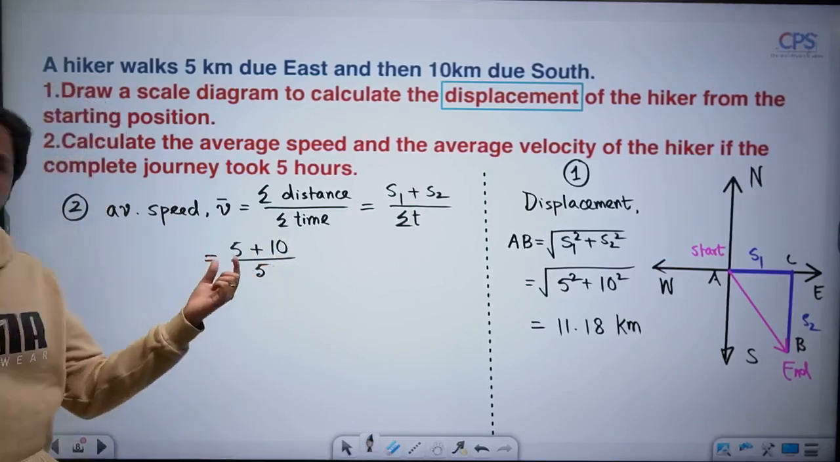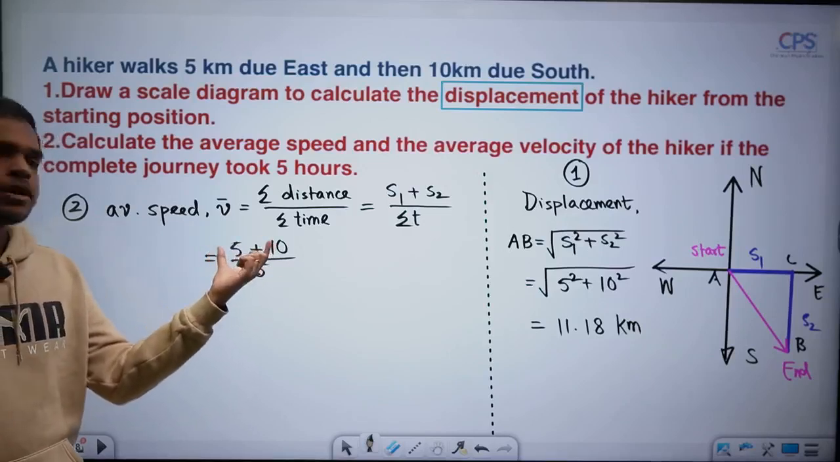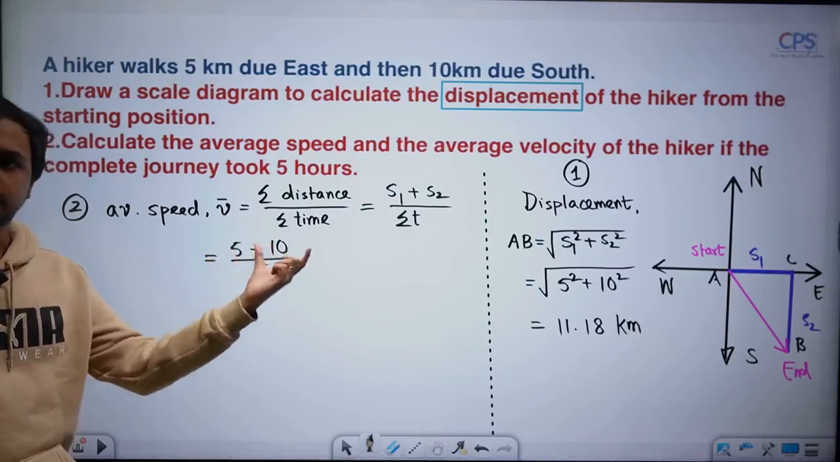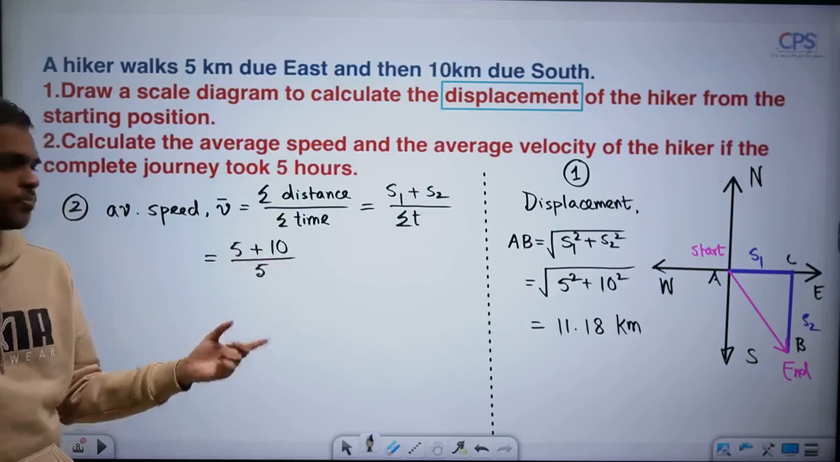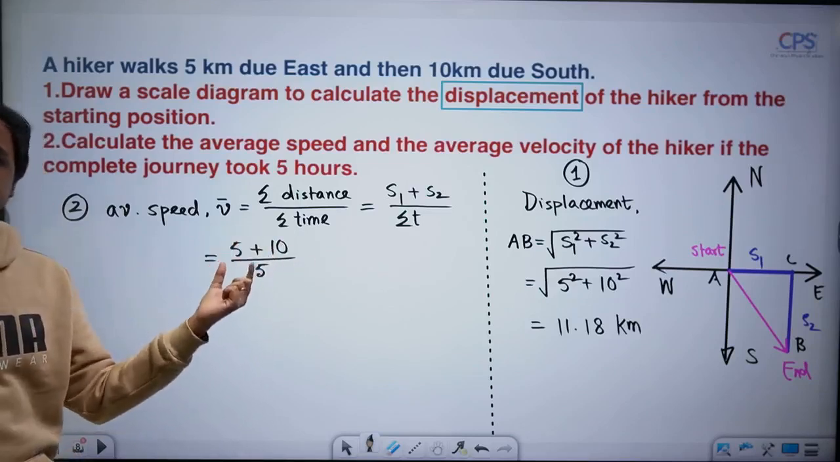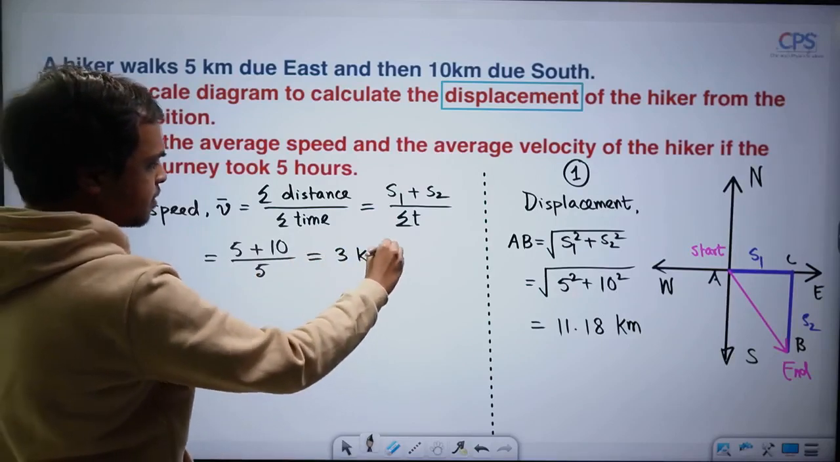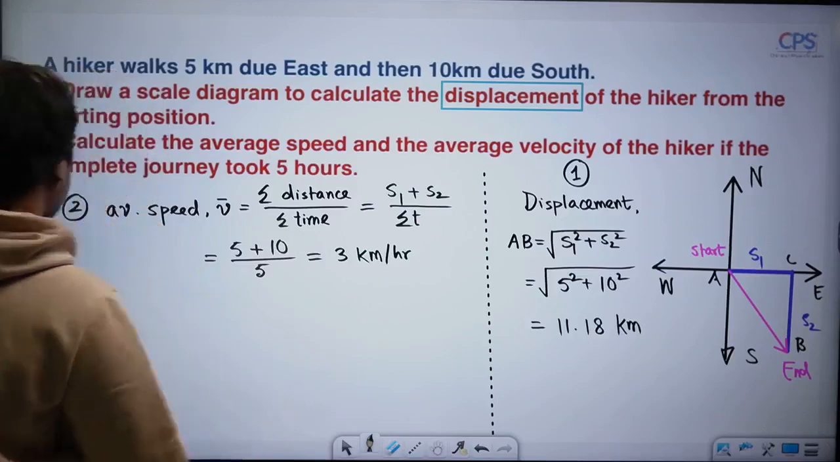You have to be careful about the unit here. This is kilometers and this is hours, so the unit will be kilometer per hour, right? So 5 plus 10 means 15, and if we divide 15 by 5, that's 3 kilometers per hour. So it's 3 kilometers per hour, right?